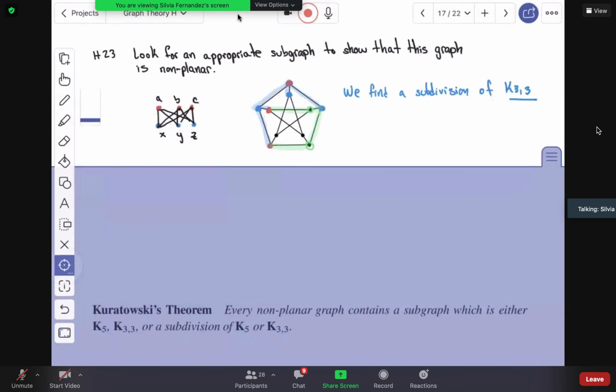Okay, and now I need this blue one to be adjacent to these two red ones, and I'm not allowed to use any of the vertices that I have picked for something. So I'm only allowed to use this vertex and this vertex. Obviously it's not directly connected to those red ones, so I'm going to use some subdivisions again. So I'm going to go like this, you see?